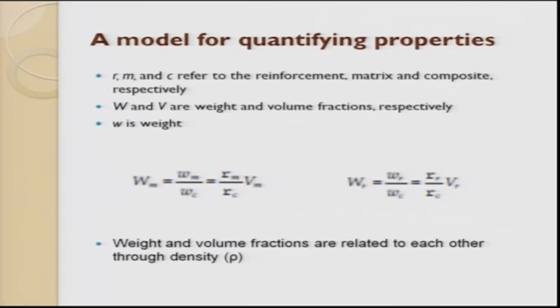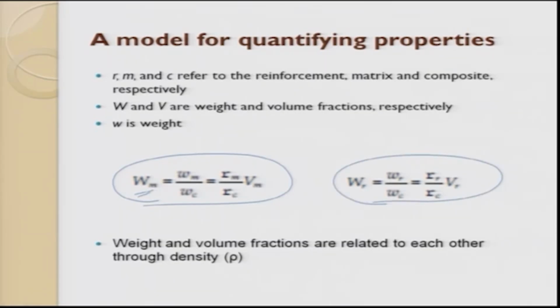So if you look at this W, that is W suffix M, which means the weight fraction of the matrix is equal to the weight of the matrix divided by the weight of the composite, which is equal to R suffix M divided by R suffix C. So this R is the amount of reinforcement in the matrix and in the composite. This is multiplied by the volume of the matrix. So this gives the weight fraction of the matrix.